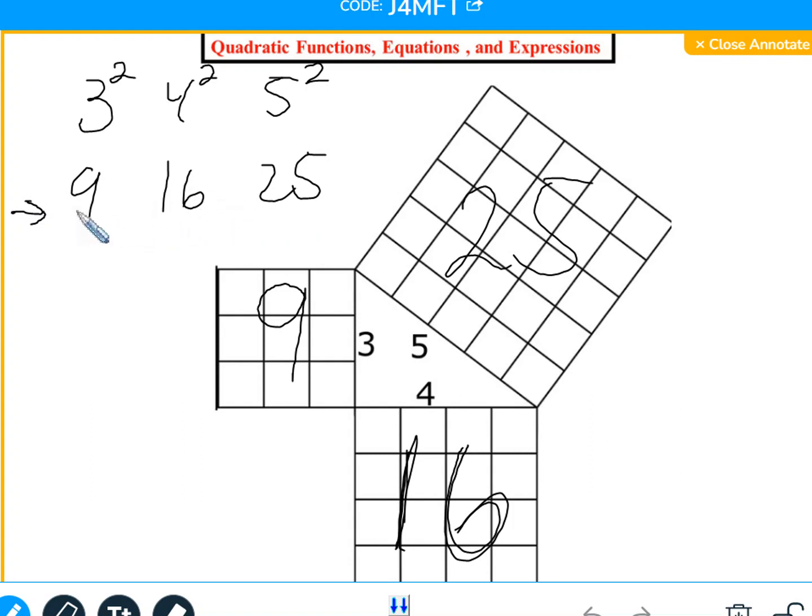Anaya, what do you think? Juan? JP, what do you see?